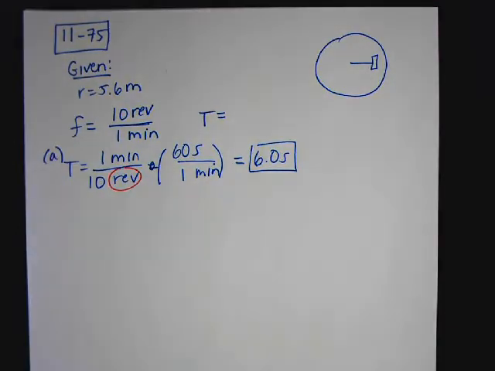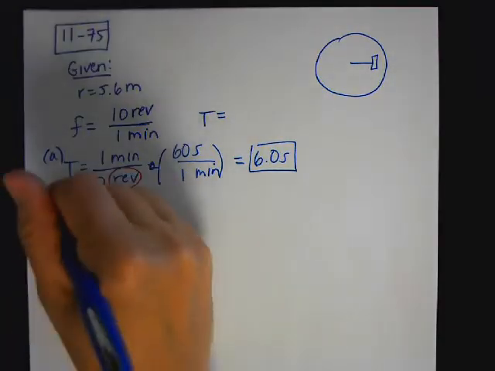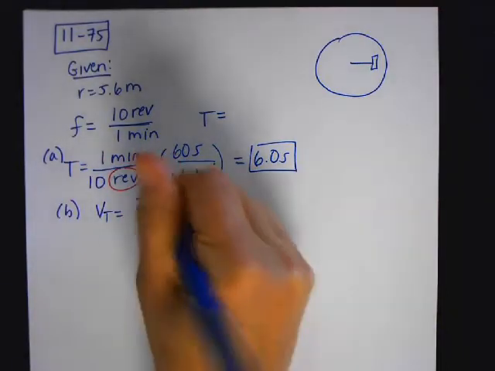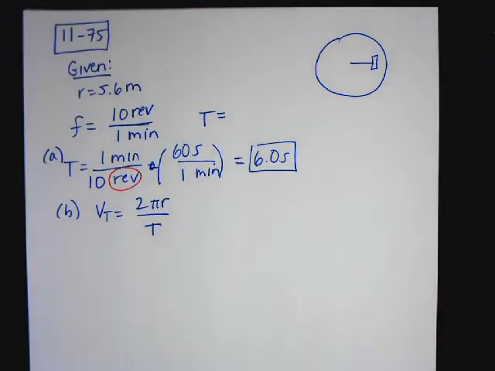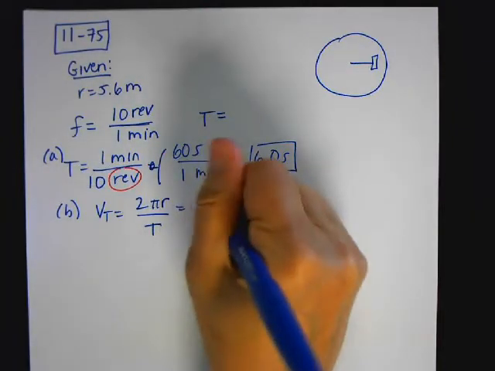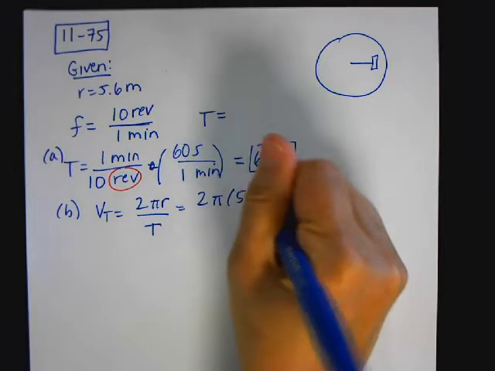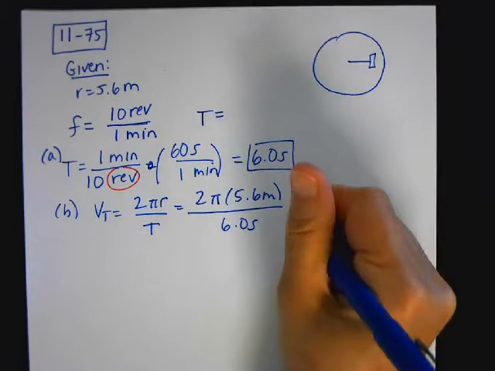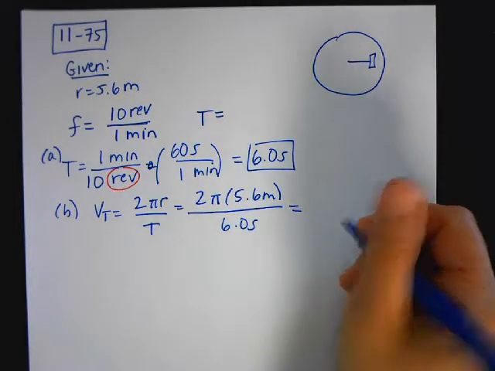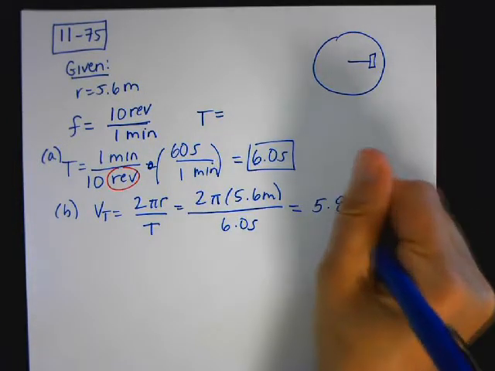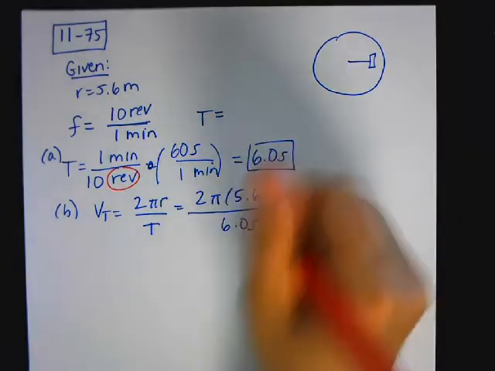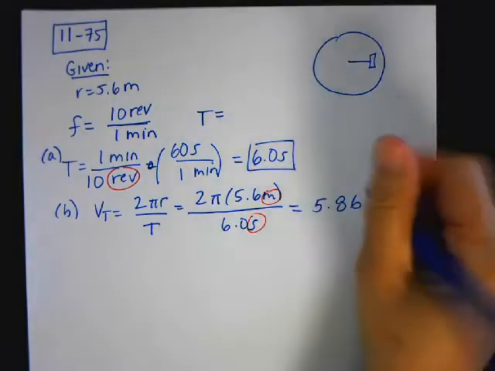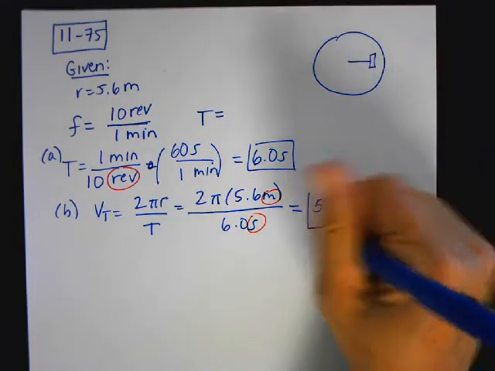Question B says determine the child's tangential velocity. The tangential velocity is 2 pi r over T. So it's 2 pi times 5.6 meters divided by 6 seconds. When I do this on my calculator, I get 5.86, and then I look at my unit, I have meters per second, which is the correct unit for velocity. So 5.86 meters per second.